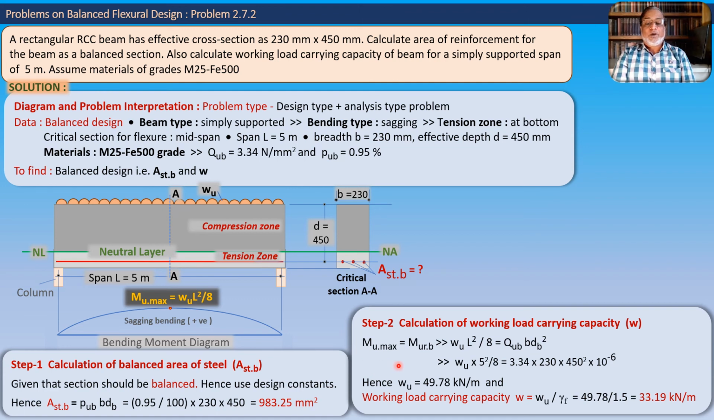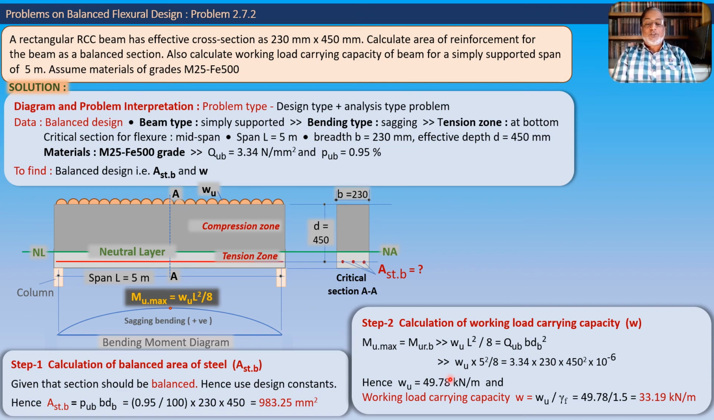Mu max equal to Mu,R balanced. So this is equal to, we get the values, Wu L square by 8. This is the value of Mu max. You can see here in the bending moment diagram. And this will be equated to Mu,R balanced. This is Qu,b into bd square. So the right hand side is the side of resistance generated by the beam, and left hand side is the side of the action developed by the loads, that is the maximum bending moment. So by equating the two, we are going to get the value of ultimate load.